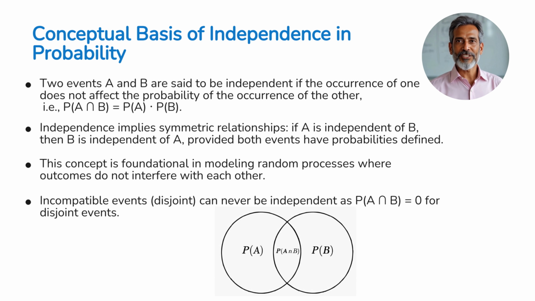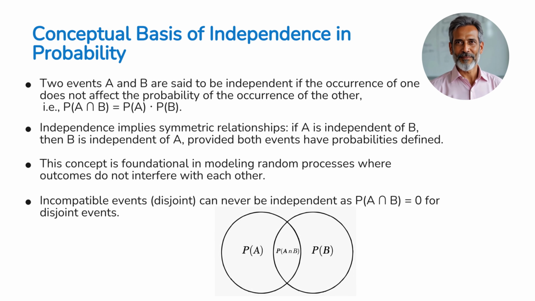And here's an interesting point. Independence is symmetric. If event A is independent of event B, then event B is also independent of event A. Of course, assuming both have probabilities that are defined. Why is this important? Well, in probability models, especially when dealing with random processes, independence means one event happening doesn't interfere with the other. It's like saying the roll of one die doesn't affect the roll of another.